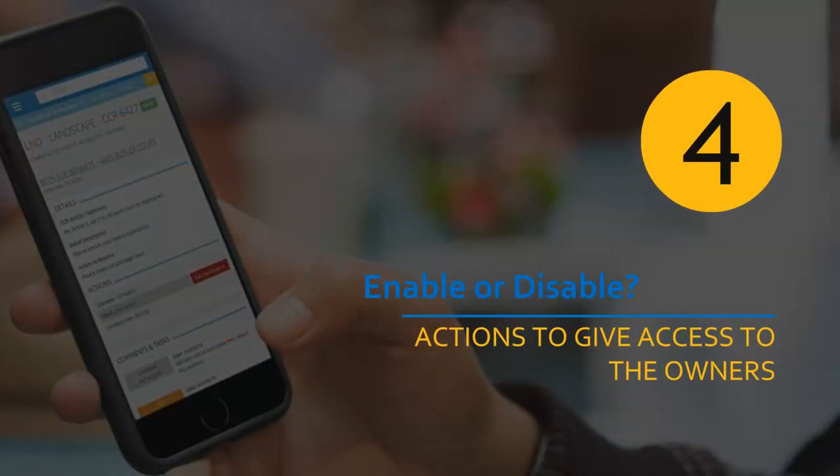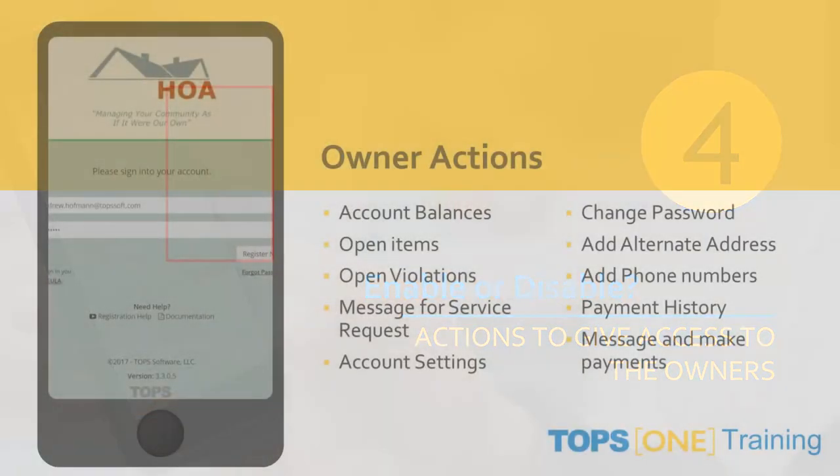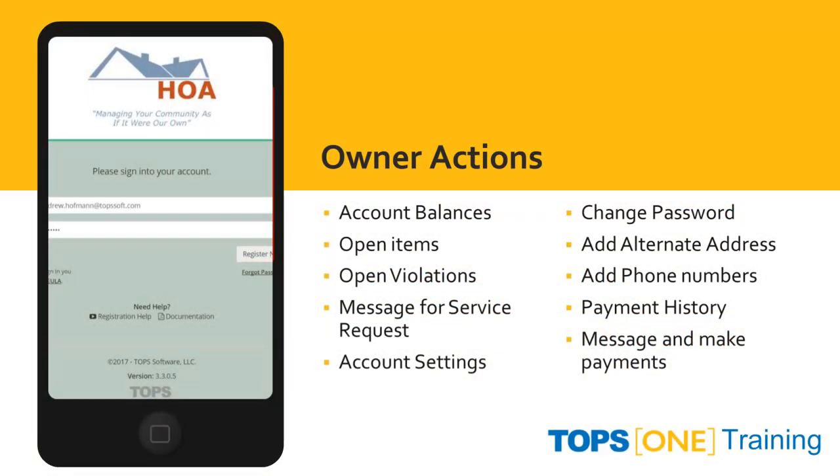Chapter 4, Enable or Disable. What actions to give access to the owners? When we speak of the owner actions, we're referring to what they can see and do. They can see all account balances. You allow them to see open items, such as open violations, work orders, service requests. They can see messages. They can see account settings.